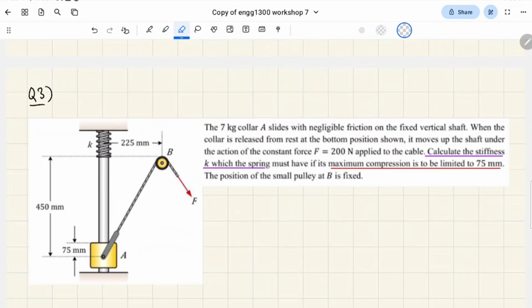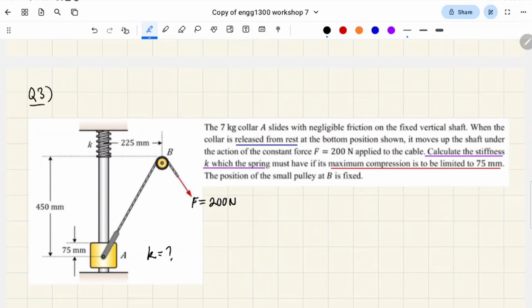So it says that we have a 7 kilogram collar, which I guess is another word for slider, with negligible friction, right? And it moves up and down this vertical shaft. And when the collar is released from the bottom, right? So that's important information. Released at rest, right? It moves up the shaft with a constant force of 200 newtons. Okay. And then we want to calculate the spring stiffness, which we're not given.